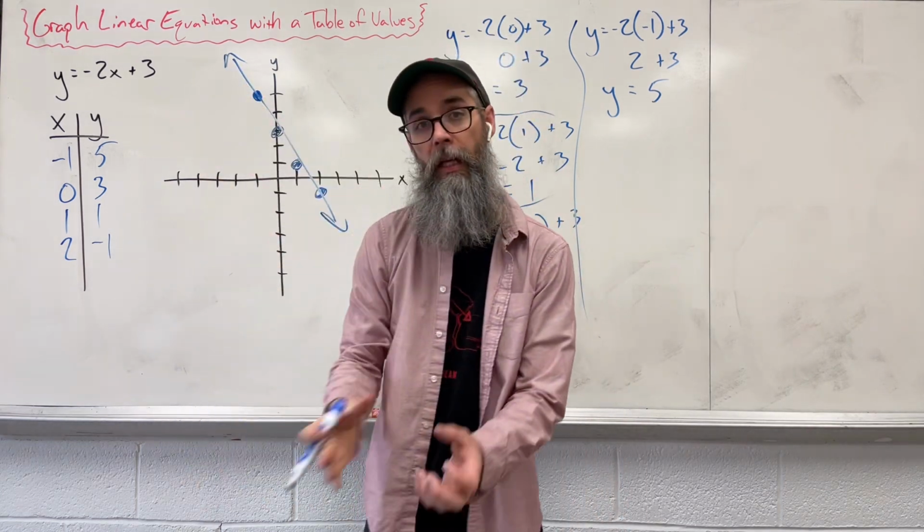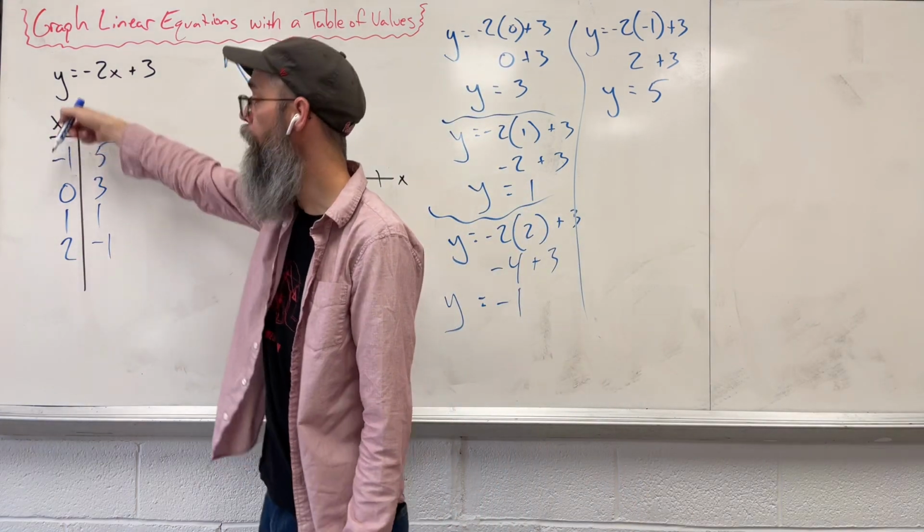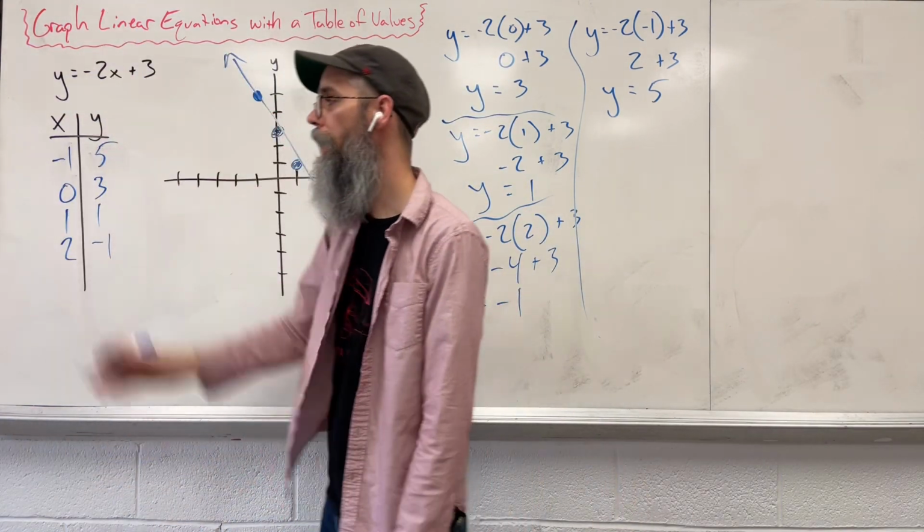We could connect the points and draw our arrows at the end. These arrows just mean this line keeps going forever and ever, because I could plug in more numbers for x, more numbers in the positive and in the negative world.